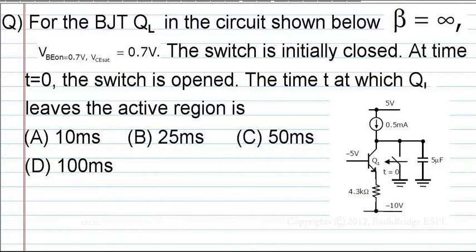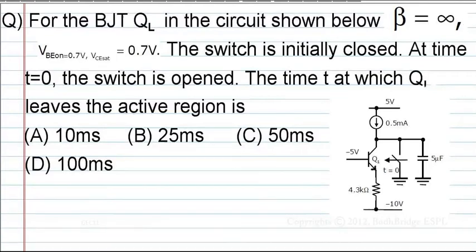This is a bit typical question from analog circuits. This also needs some network theory part. We'll solve this question now. First of all, what he has given: beta is infinity, meaning IC equal to beta IB, some equations like this we may use. And VBE on 0.7 volt, VCE saturation 0.7 volt he has given.